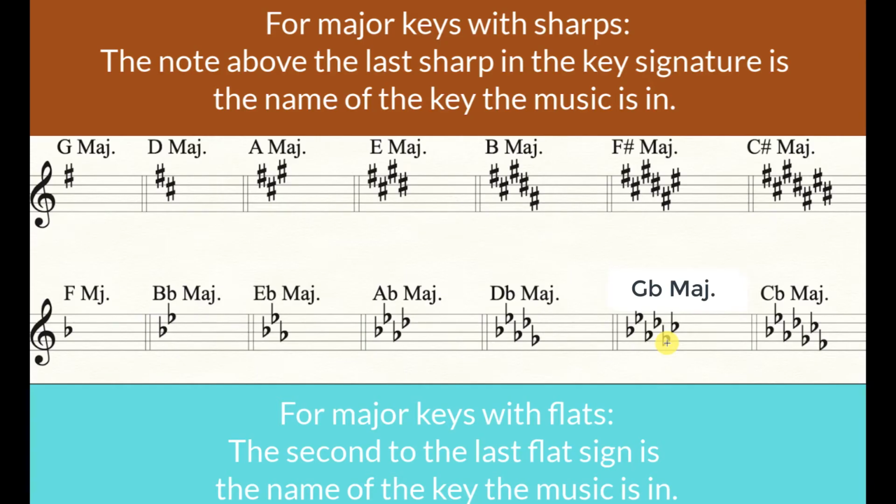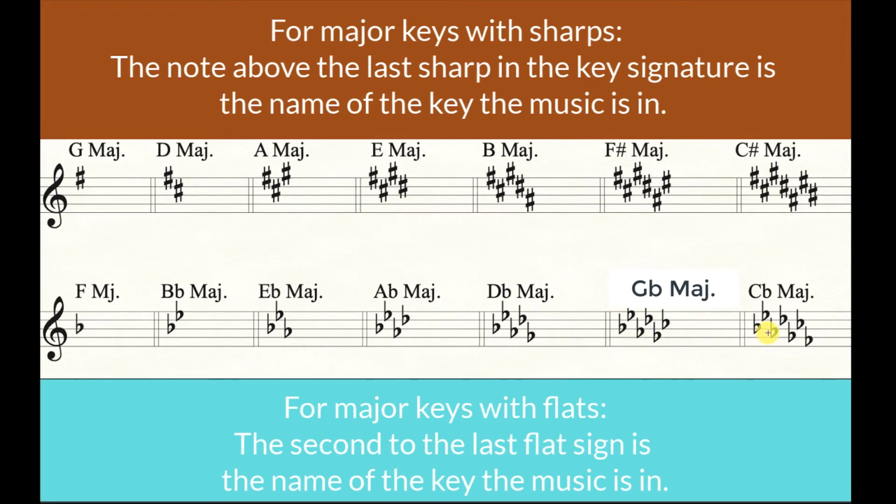That's a G flat. So this is in the key of G flat major. The last one, all the flat signs: 1, 2, 3, 4, 5, 6, 7 notes, all flats. Now the last one is an F flat. The second to the last is C. Because this is a flat, you have to say C flat. You cannot just say C.